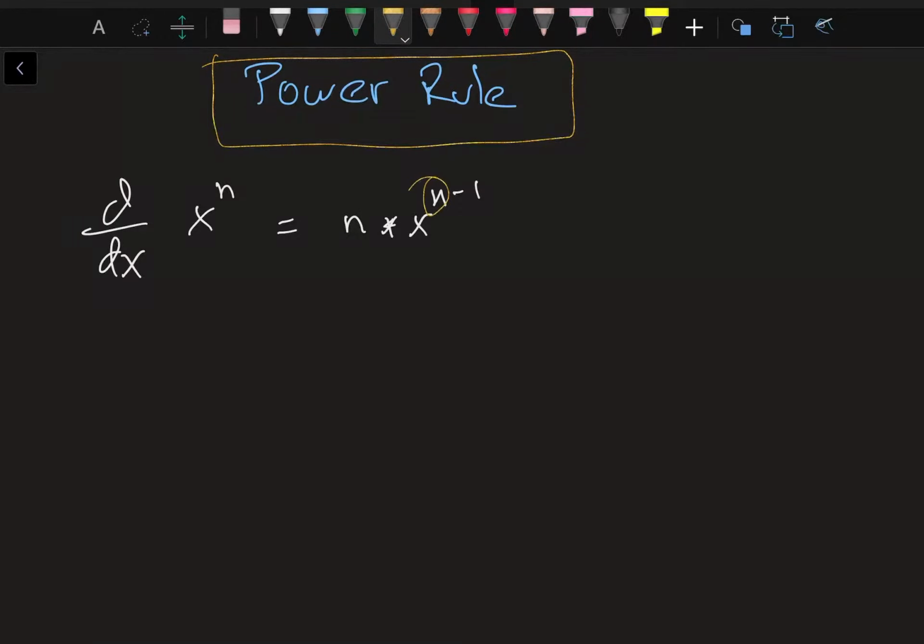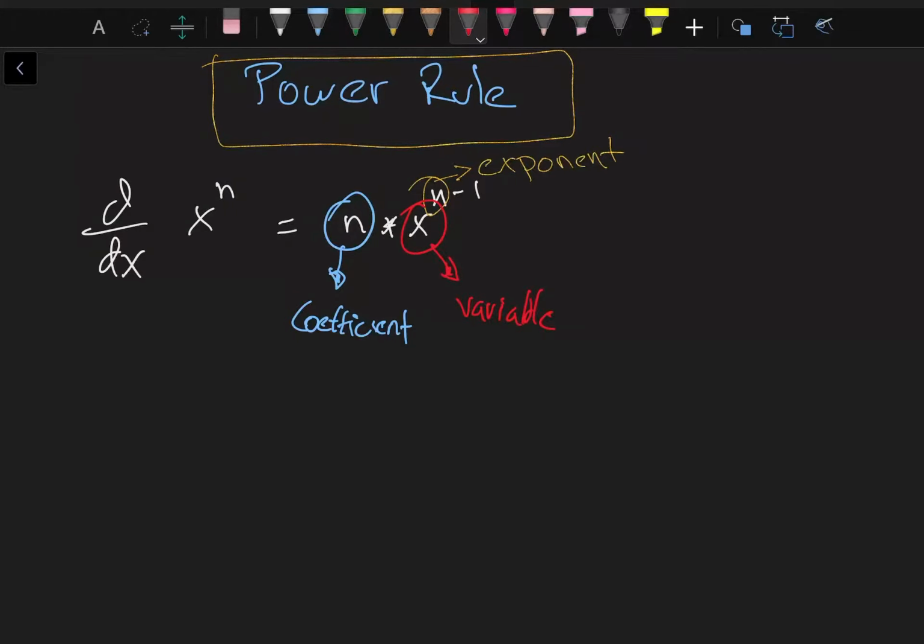Alright, so when using the power rule, all you need to do is take the exponent, which in this case, this is our exponent, then multiply it by the coefficient, which is this. The coefficient is always going to be in front of the variable. The variable in this case is x.